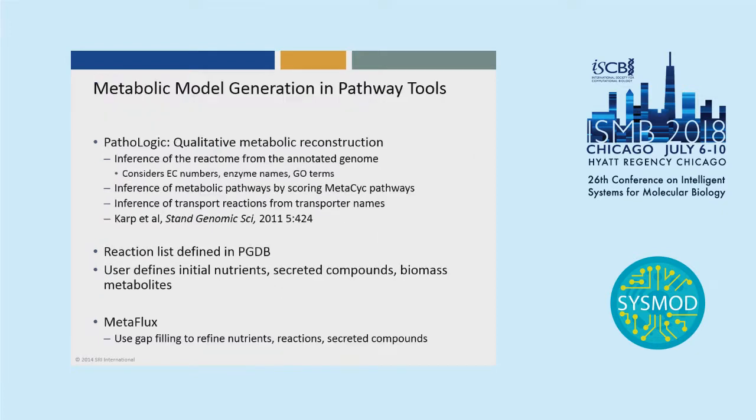So here's the overall process that you take using Pathway Tools to create a metabolic model. The input to the process is an annotated genome, and the PathoLogic component of the software infers the metabolic network of the organism by inferring the reaction set of the organism from the sequenced genome, by considering both the EC numbers and the enzyme names and the gene ontology terms that were assigned during the annotation process.